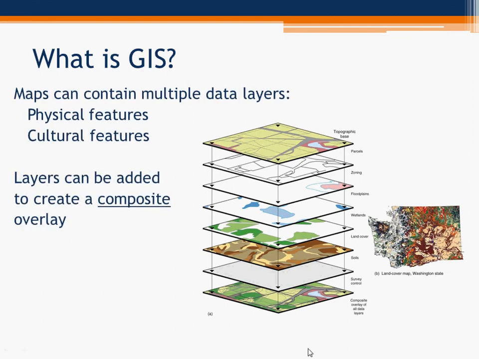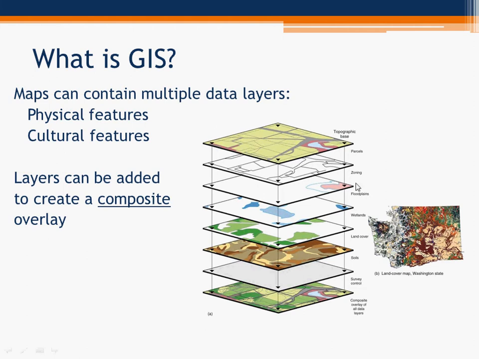Everything's in layers in a GIS. Layers can be added to create a map, to create a composite overlay, as we're saying here. And so you can see that there are physical and cultural features. And as we work our way down from the top here, we've got a topographic base. We might have some contour lines, but we may also have property parcels, zoning. Those are all what we would call cultural features. Those are human features. That's us managing the space on the surface of the earth.